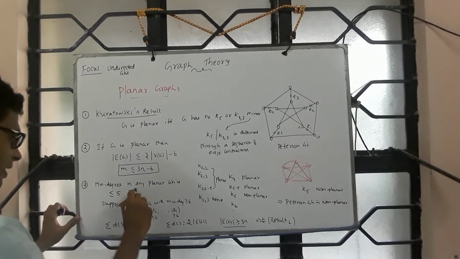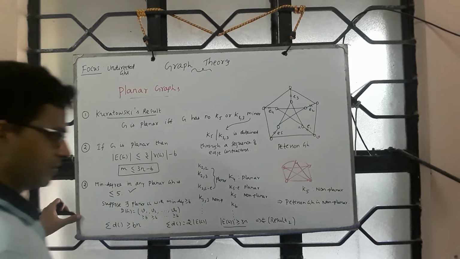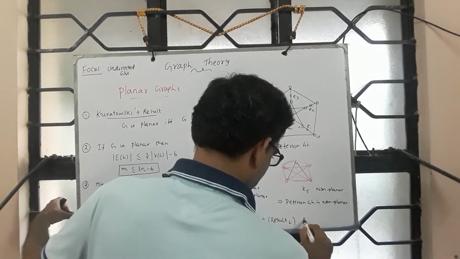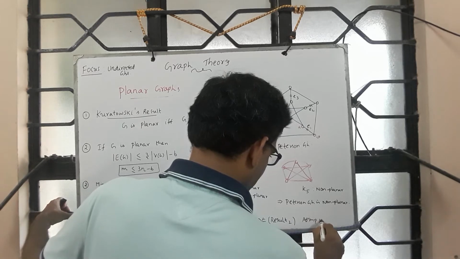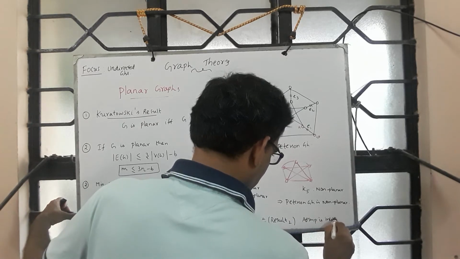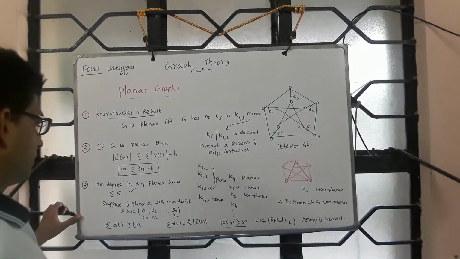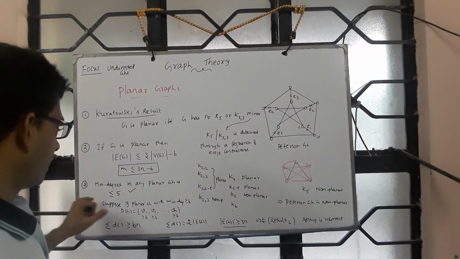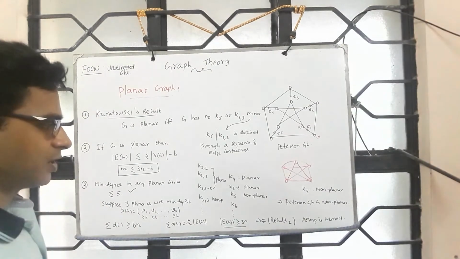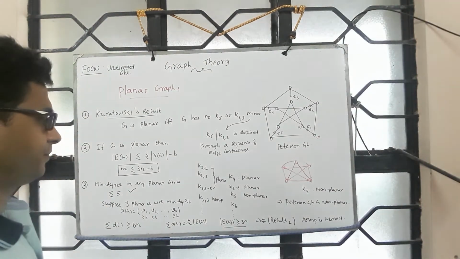So the minimum degree in any planar graph is at most 5. The assumption is incorrect. So for any planar graph, the minimum degree is at most 5.